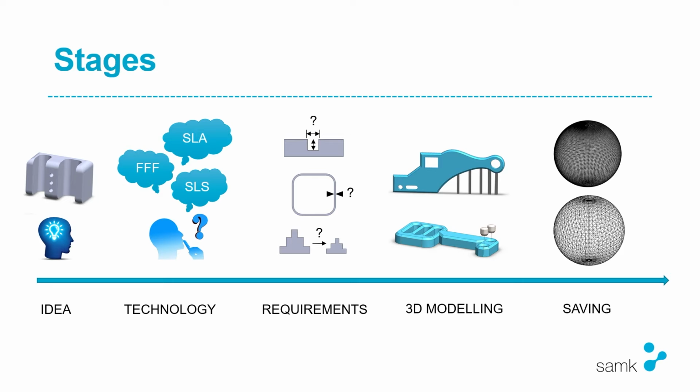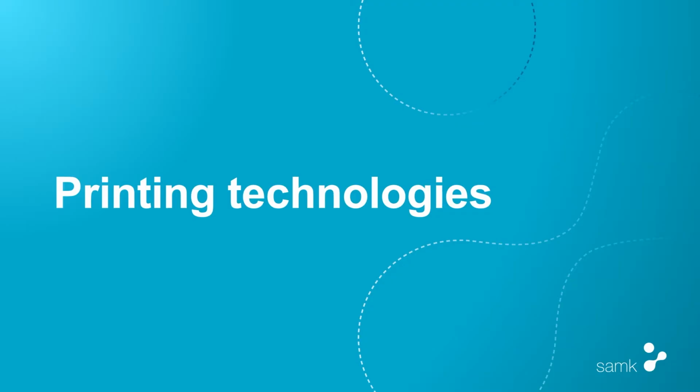So if the parts will have some kind of small details, we should think about which technology to use. And if it will be a big print, we should also think about which technology can be used for big prints. Then the modeling itself, how the piece should be modeled. And then the saving.